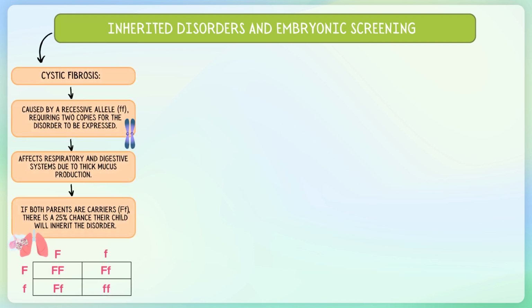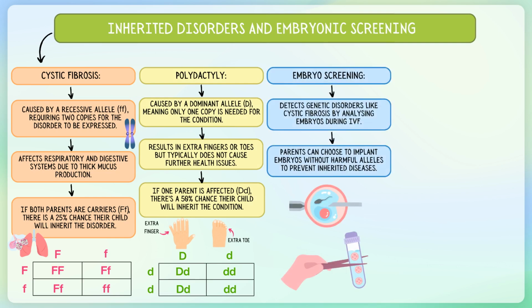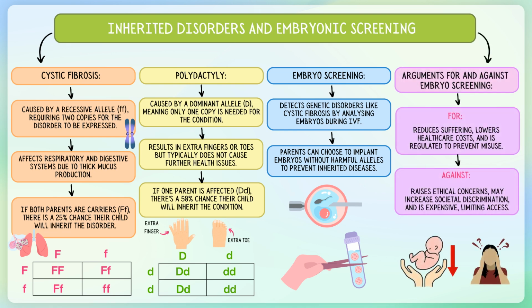In today's lesson, we focused on inherited disorders, specifically cystic fibrosis and polydactyly. We learned that cystic fibrosis is caused by a recessive allele, leading to thick mucus affecting the respiratory and digestive systems, while polydactyly, caused by a dominant allele, results in extra fingers or toes. We also discussed the ethical, social, and economic aspects of embryo screening. Economically, it can reduce healthcare costs. Socially, it influences perceptions of genetic conditions. And ethically, it raises questions about the value of life and potential genetic discrimination. By understanding these disorders and the implications of screening, students can critically evaluate future medical technologies while considering ethical principles.